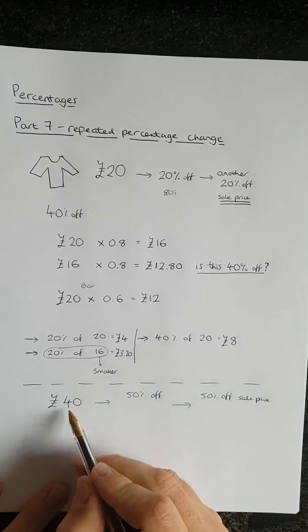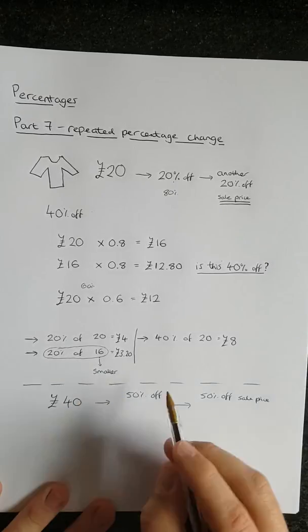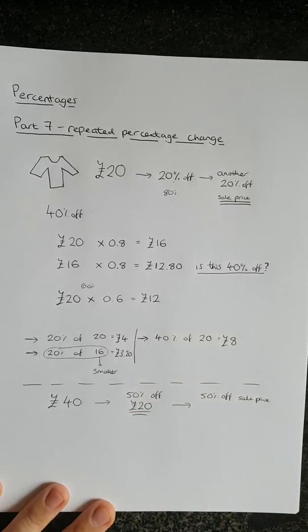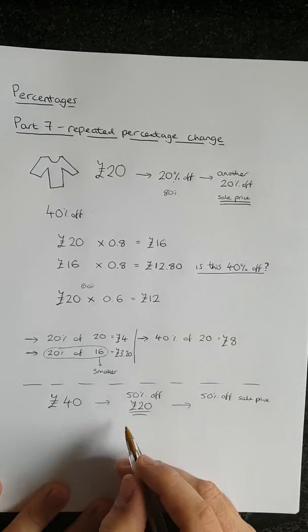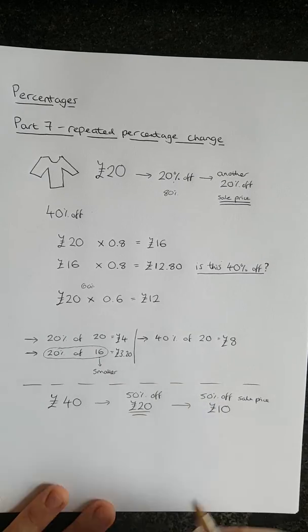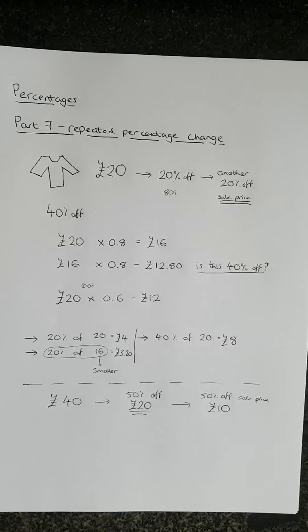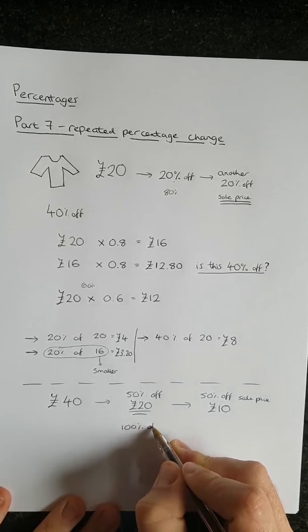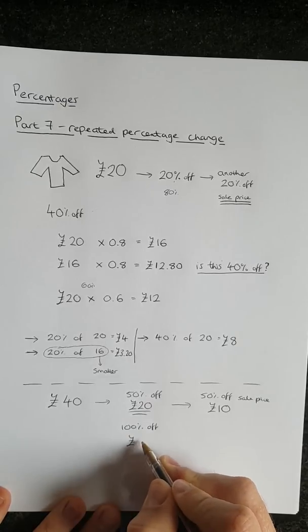Well, let's take 50% off. So let's half this. That makes it £20. If we take 50% off the sale price, it drops to £10. Whereas if we take 100% off, it drops to free.